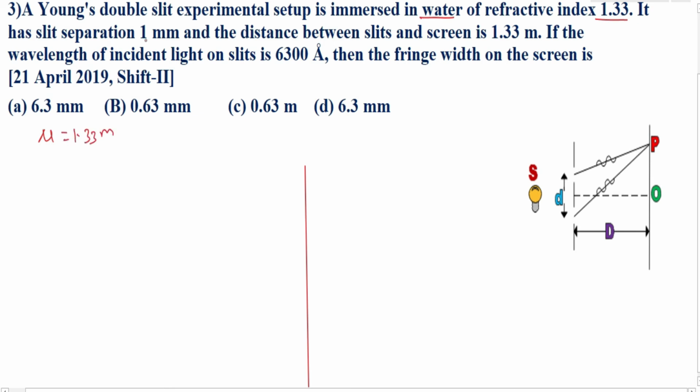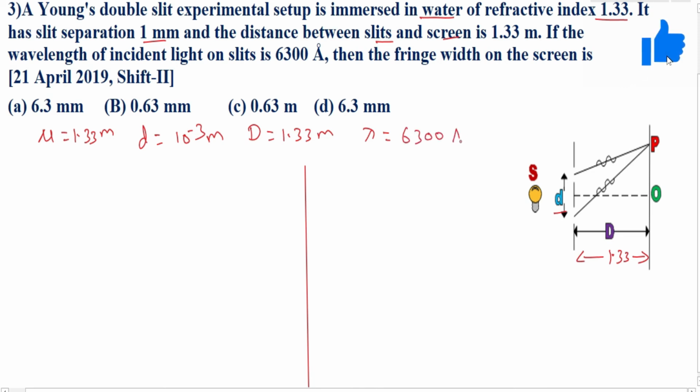And he said that the slit separation, that is small d, is 1 millimeter, that is 10 power minus 3 meters. And the distance between the slit and the screen is 1.33 meters. That is capital D is equal to 1.33 meters. He gave the wavelength of incident light that we used as 6300 angstroms, that is 6300 into 10 power minus 10 meters.